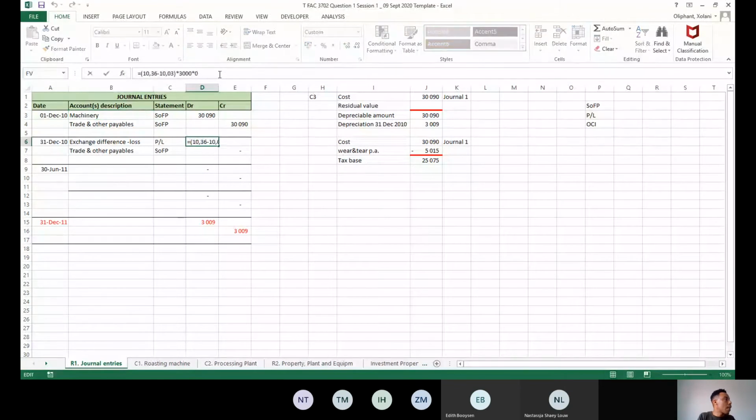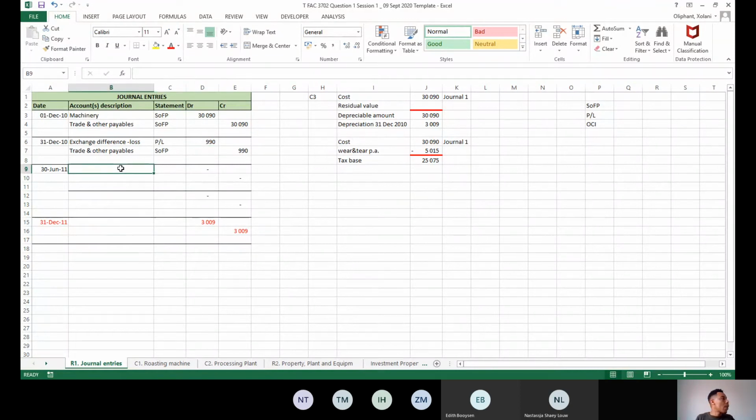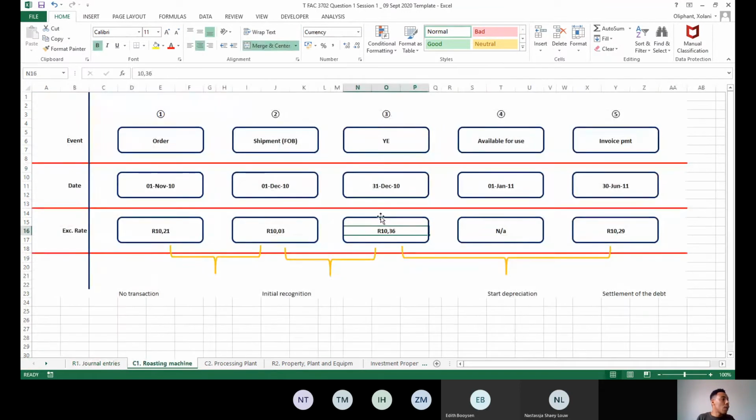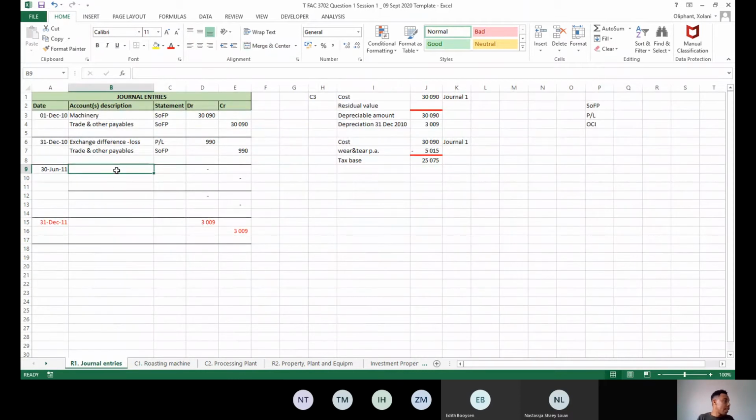Okay, so that is the amount that you would have recognized as your exchange loss or exchange difference, right? Now we know that on the 1st of January, we can start depreciating this machinery, right? On the 30th of June 2011, we then had to settle this debt. So now we need to record how much you would have settled this debt with, right?